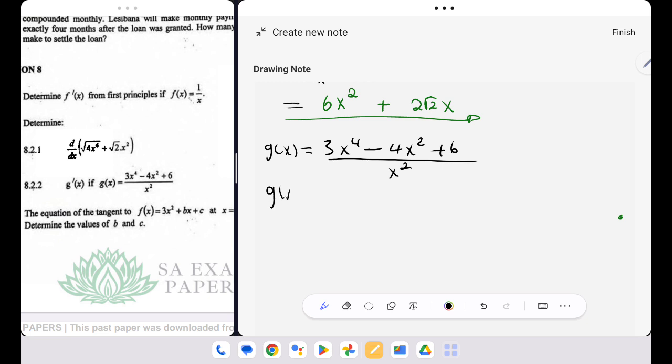So g of x, and in this case, how can I remove the fractions? X squared is dividing each and every term that is in the numerator, so I'll just do so as well. I'll say 3x to the power 4 all over x squared minus 4x squared all over x squared plus 6 all over x squared.